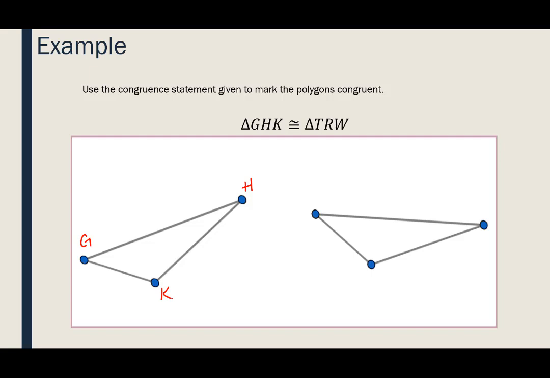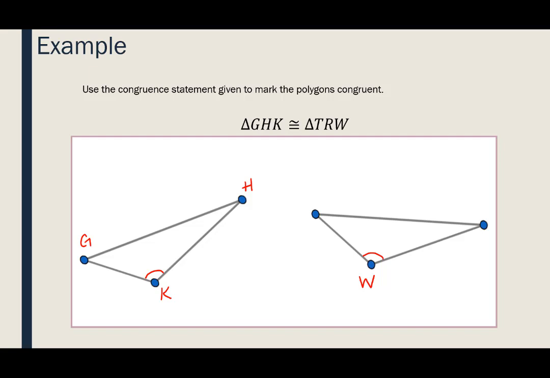So now I need to label these to make sense. Well, I see that K seems to be pretty easy to pick out on this triangle, so I'm going to start with that angle. In my congruent statement, I see K is the third one, so on the other side I also see W is the third angle. So W must be congruent to K. So I'm going to label W in the spot that seems to correspond with K, but more importantly, I'm going to mark them congruent. Arc and arc.